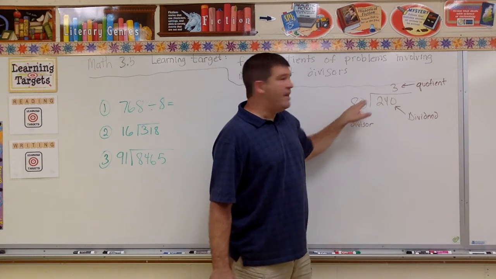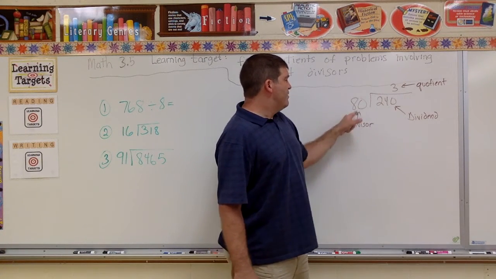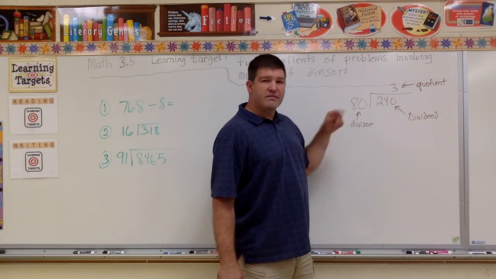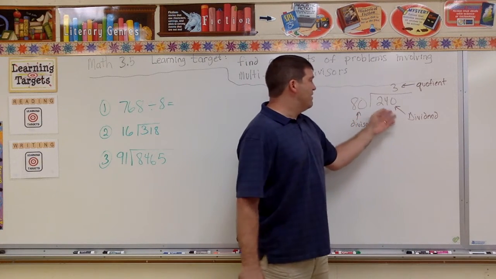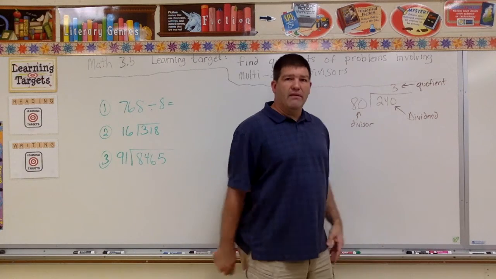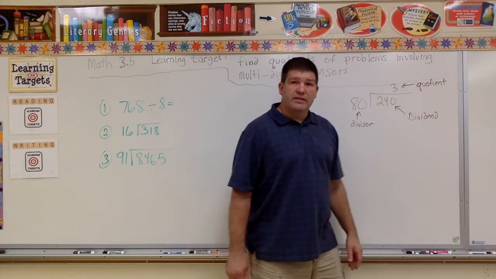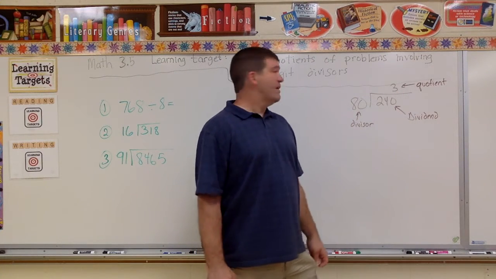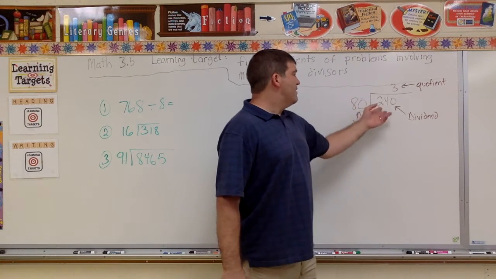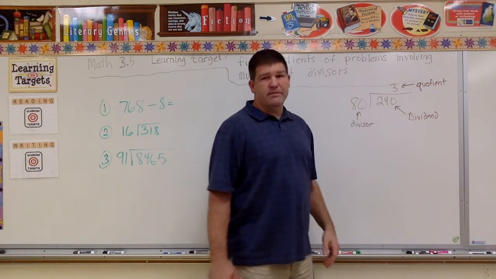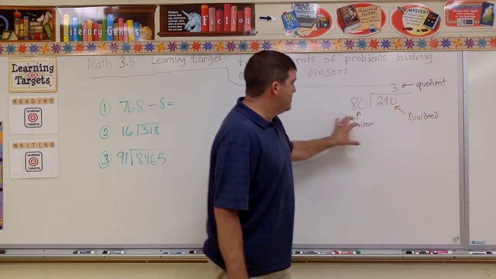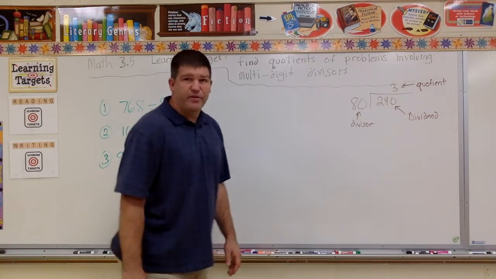240 divided by 80 equals 3. You have your divisor, which is what it's divided by. You have your dividend, which is what you have. And then you have your quotient, which is the answer. Okay, so 80 divides into 240 3 times. So that's your important vocabulary you need to know.